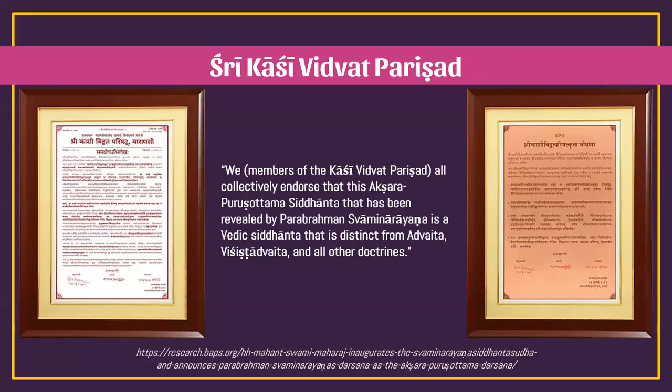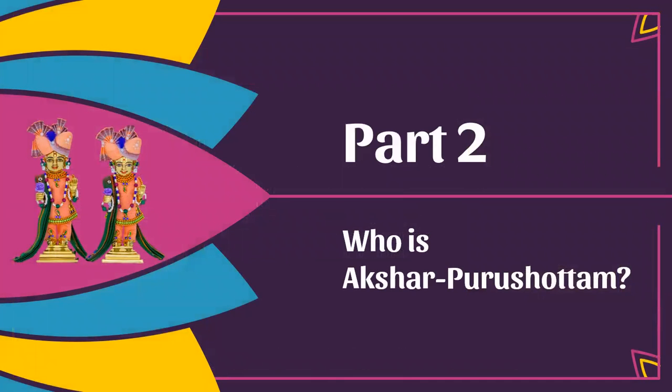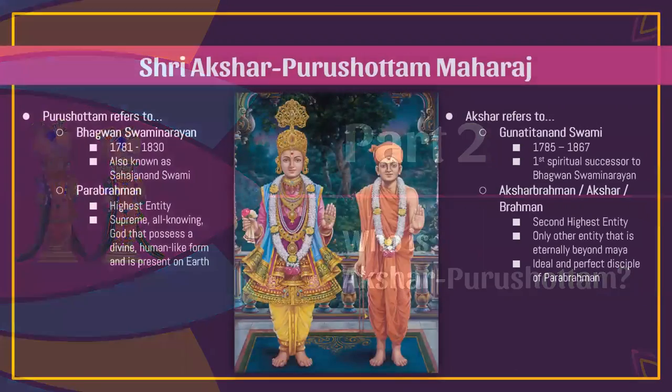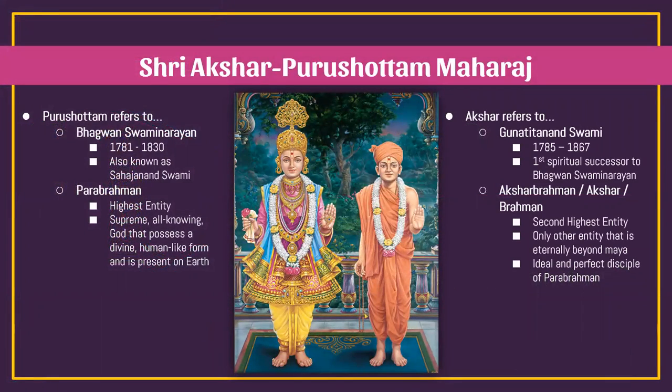Now, we have an understanding of where the Akshar-Purushottam Darshan sits within Hinduism, but what exactly is Akshar-Purushottam? Who is Akshar-Purushottam? Well, very simply put, Purushottam refers to Bhagavan Swaminarayan, the Supreme God, and Akshar refers to Gunatit Swami, the ideal servant. Purushottam is also referred to as Parabrahman, Parabrahman being the highest entity. This highest entity is the supreme, all-knowing, all-doer God that possesses a divine and human-like form that is always present on earth. That is Parabrahman. That is Purushottam.